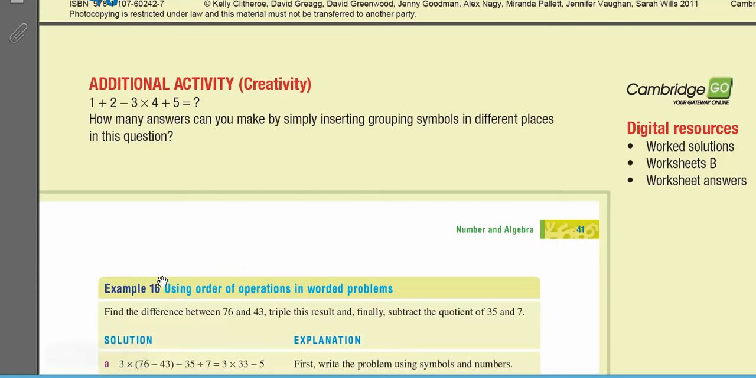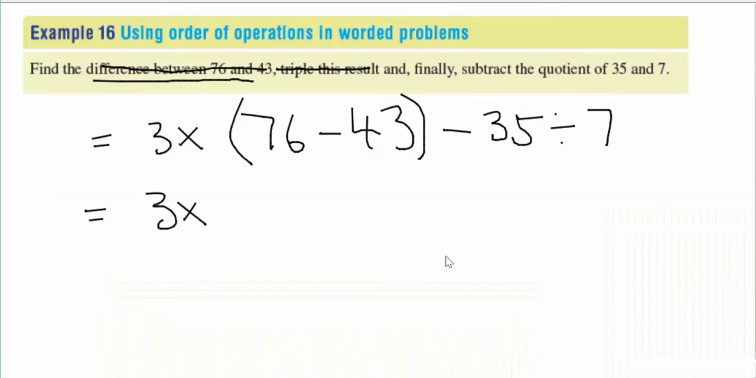3 times 76 minus 43 minus 35 divided by 7. Alright, so we've got that part right. Okay, so now we do our brackets part. So 76 minus 43, what does that give us? Anyone? Can you do that subtraction part? Yeah, it should give us 33.